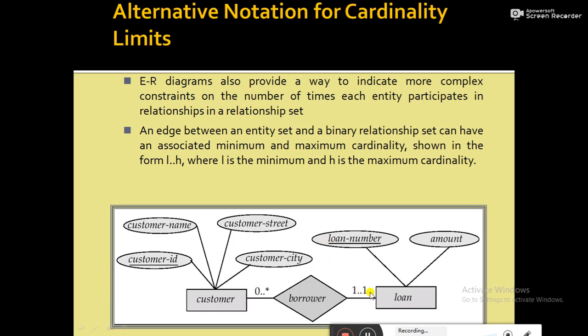Here in that relationship set, this is the one, that means the entity set loan participates totally in the relationship set borrower. That means every loan record or every loan relation is somehow associated with at least one record in the customer. So participation of entity set loan in the relationship set borrower is total, but this is not the case for customer.